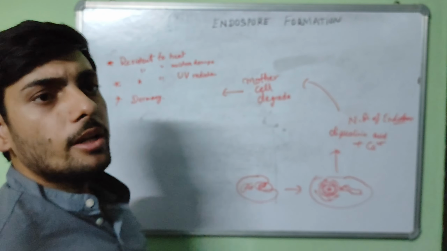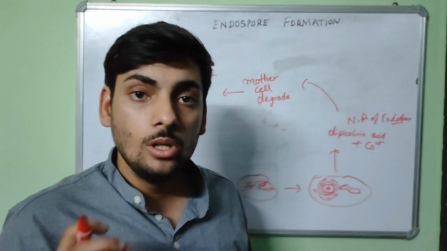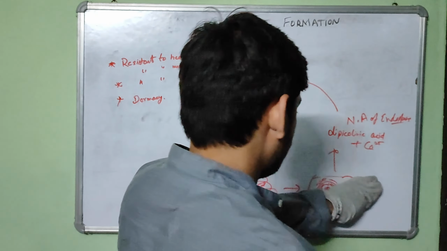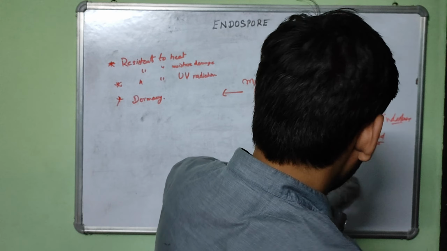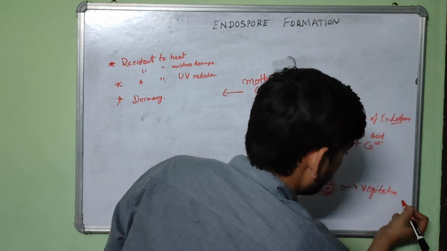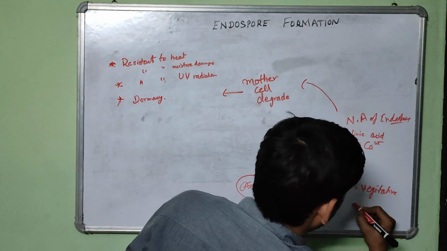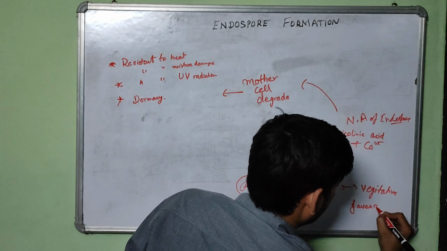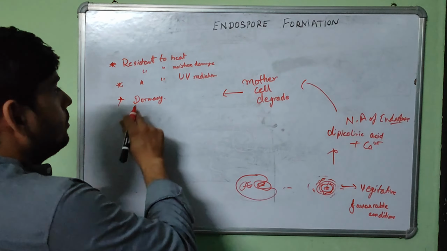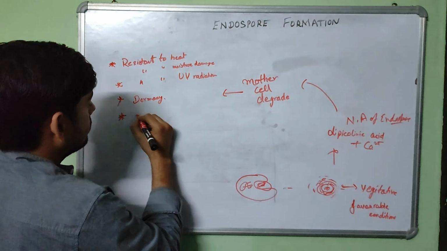It will not carry out any metabolic activities or any other activities for which it requires energy, and it will only form the vegetative cell. If this is the endospore and this mother cell has degraded, this endospore can again form a vegetative cell, but only when the conditions are favorable.